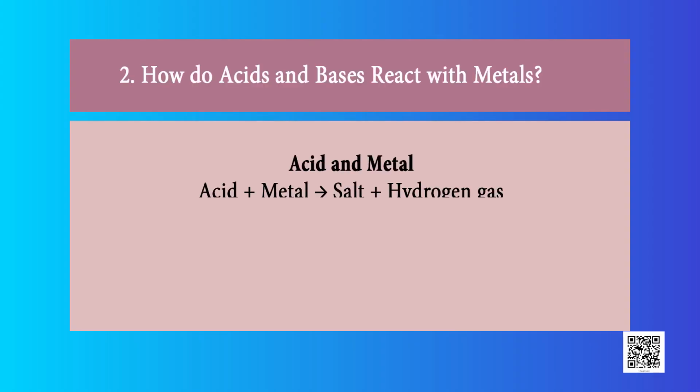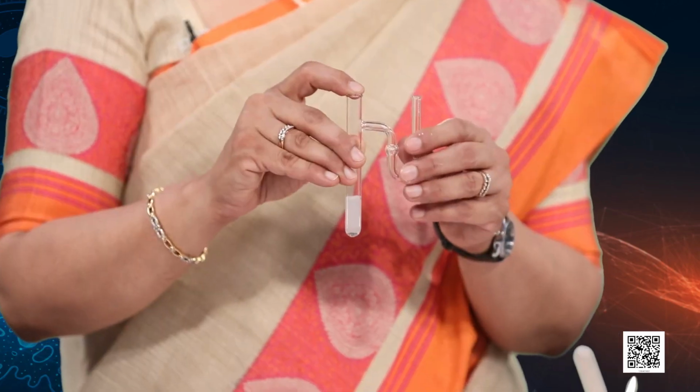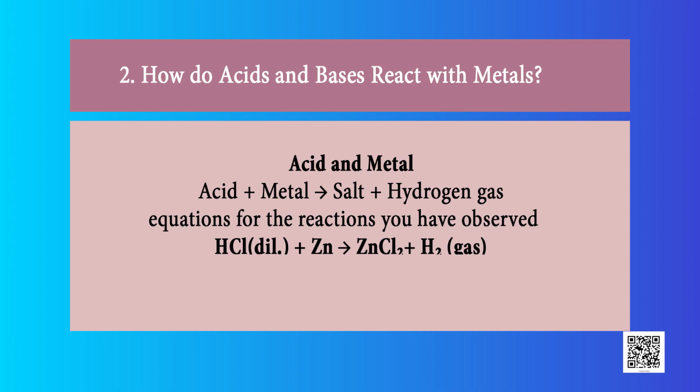And if I do this in terms of HCl, let us write this, HCl and zinc, it will give us a salt, and the salt would be zinc chloride and the hydrogen gas. Similarly, you can write reactions for dilute sulfuric acid, dilute nitric acid, etc.